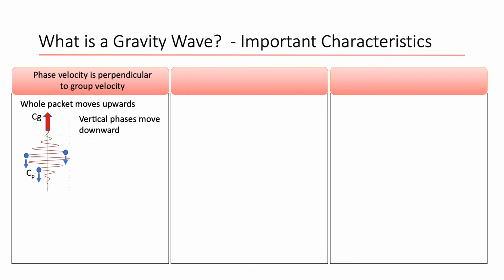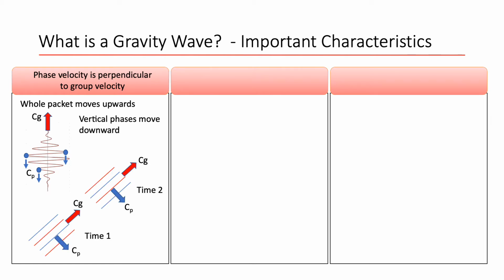Another important characteristic is that the phase velocity of gravity waves is perpendicular to the group velocity. As the whole packet moves upward in the direction of the group velocity, denoted by the red arrow, the vertical phases are actually moving downward in the direction of the blue arrows. So here's a schematic representation of wave propagation. You can see this wave is propagating up and to the right in the direction of the red arrow, or the group velocity, where the phases are moving down and to the right in the direction of the phase velocity, the blue arrow.